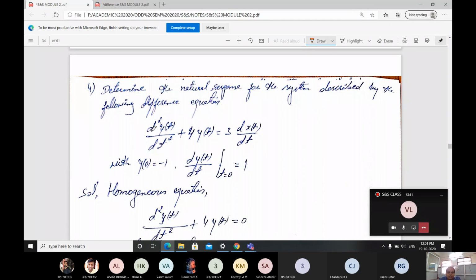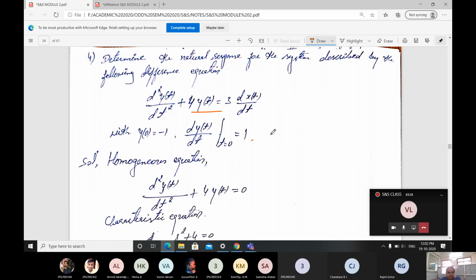Then the next problem: determine the natural response for the system described by the following differential equation. Here it is given as d square of y of t divided by dt square plus 4 y of t is equal to 3 into dx of t divided by dt, with y of 0 is equal to minus 1, and dy of t divided by dt at t equals 0 is going to be equal to 1. Here it is given for us.